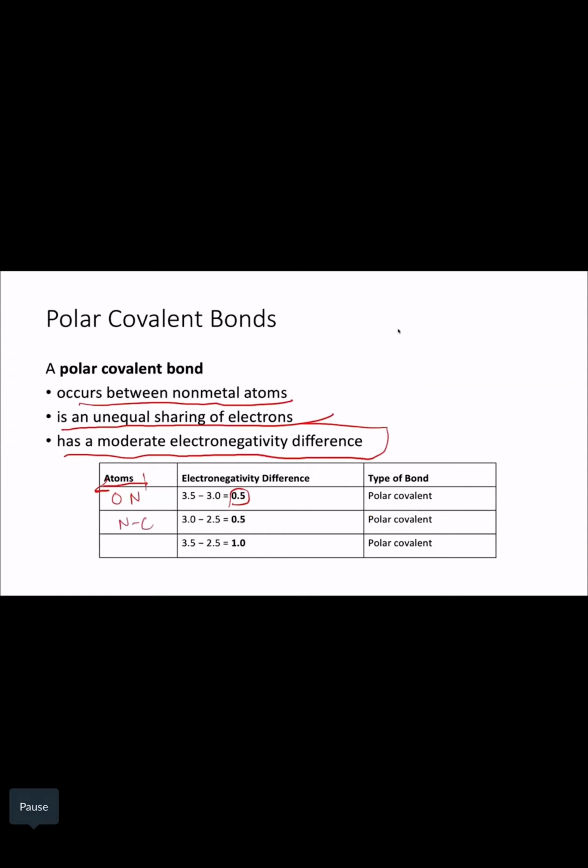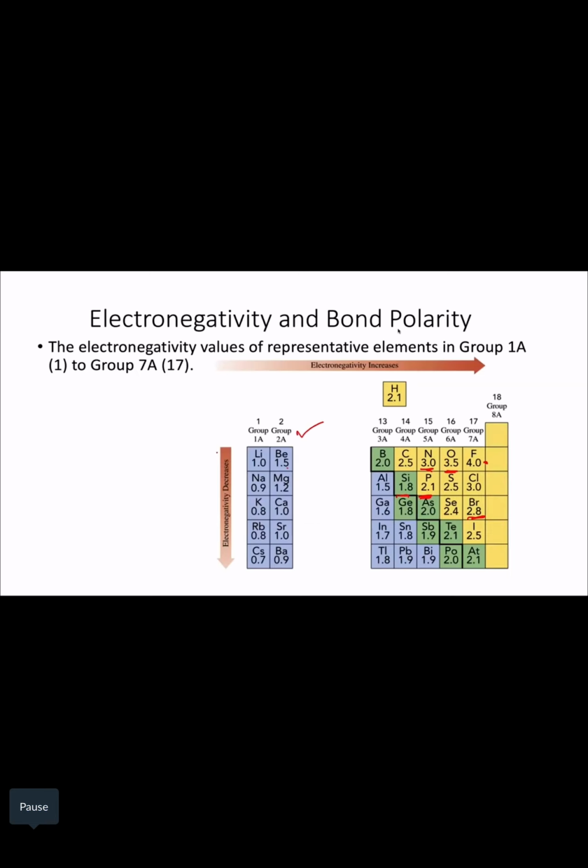Nitrogen is 3, carbon is 2. That's going to be 0.5, so that is going to be polar because it's 0.5. Now let's go between a 3.5 and a 2.5. Okay, sulfur and oxygen.